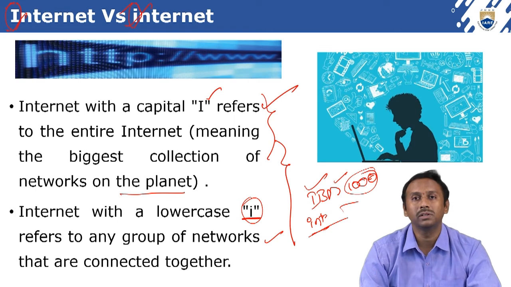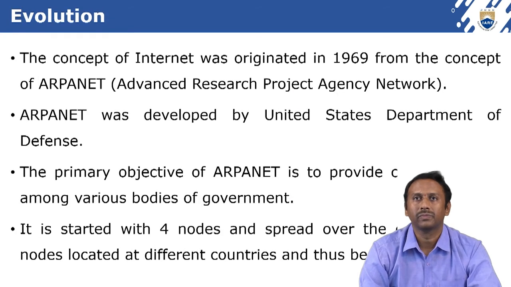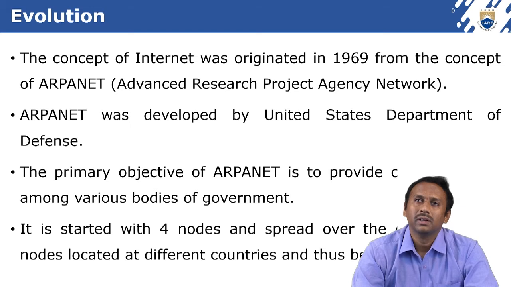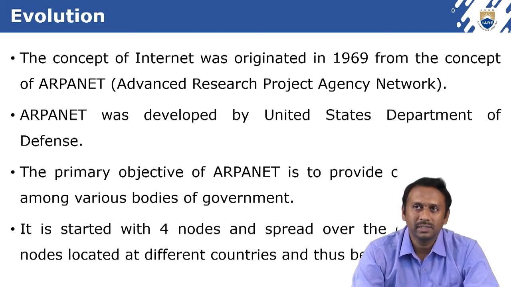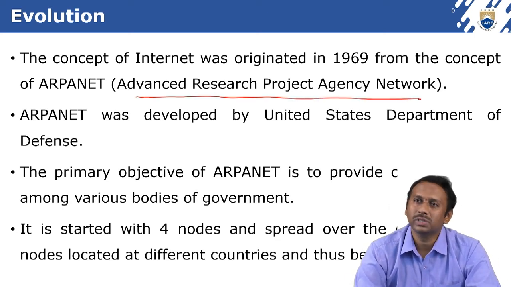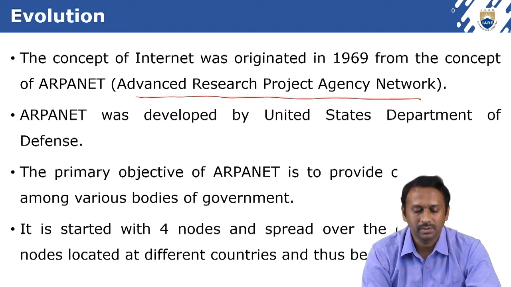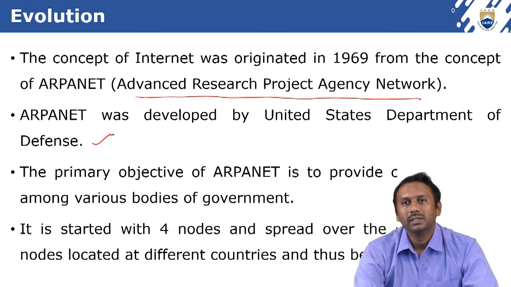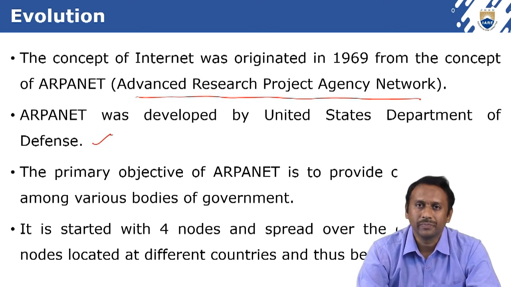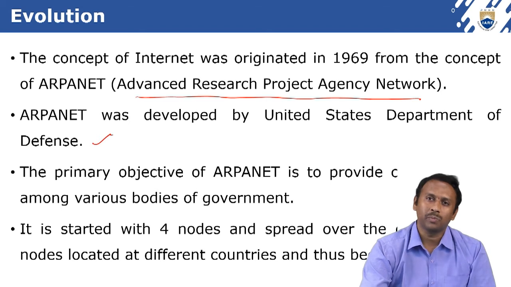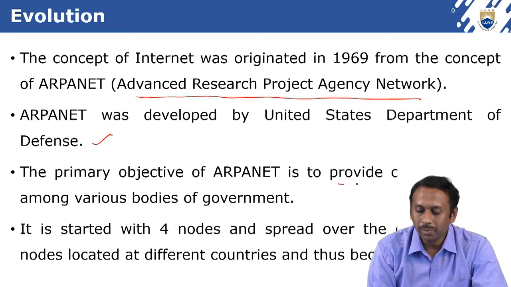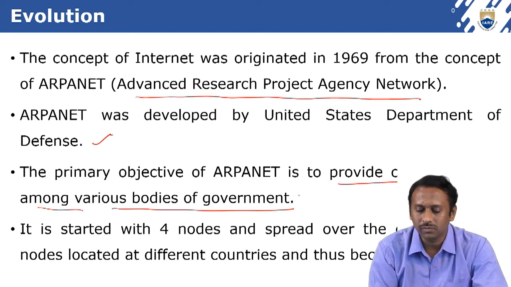And please remember, this is a very important question. Now, the evolution of the internet. The concept of the internet was originated in 1969 from the concept of ARPANET, Advanced Research Project Agency Network, and this was developed by the United States Department of Defense, right? Just now we discussed. And the primary objective of ARPANET is to provide communication among various bodies of the government. Why did they introduce ARPANET? To provide communication among various bodies of the government.